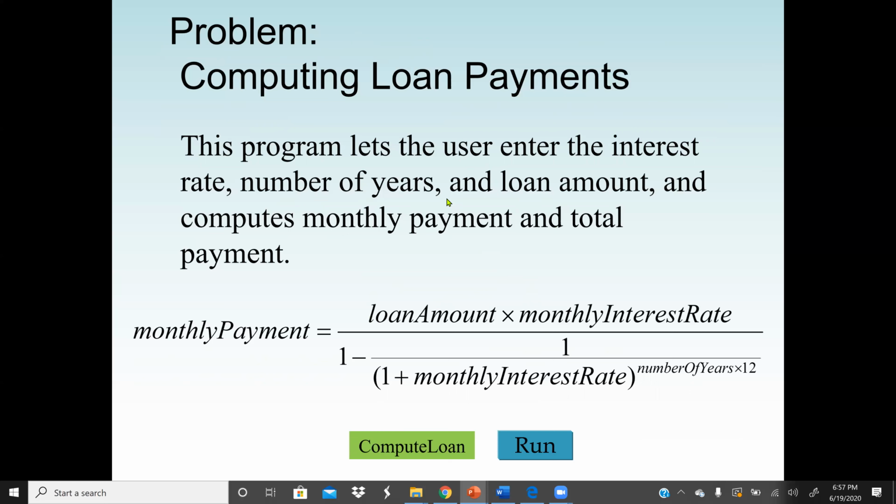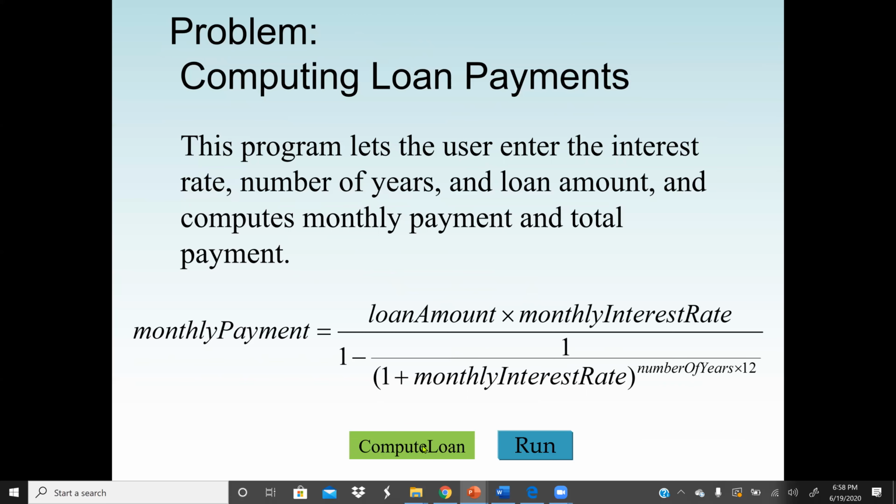Then next we design the algorithm. This is the formula we came up with. We need an input, which will be the loan amount and monthly interest rate. And then also we have to know the number of years that we have to pay the loan. Then we should be able to compute the monthly payment.